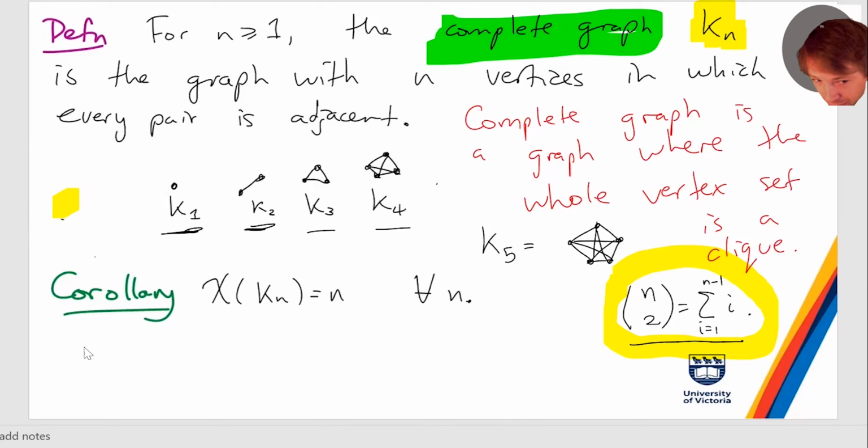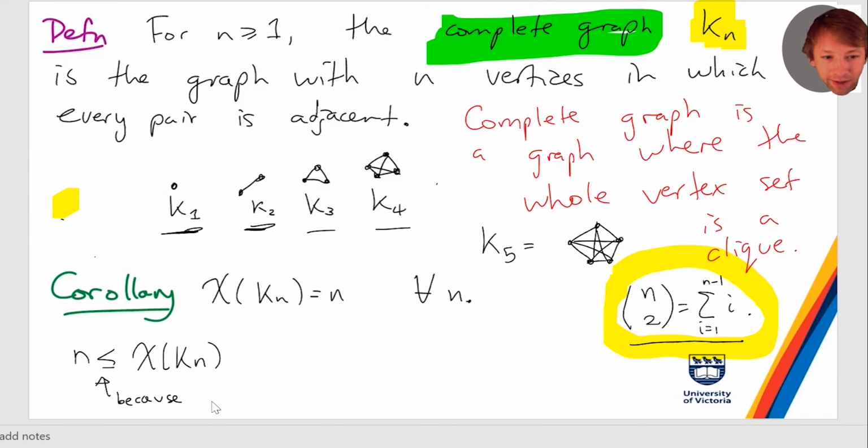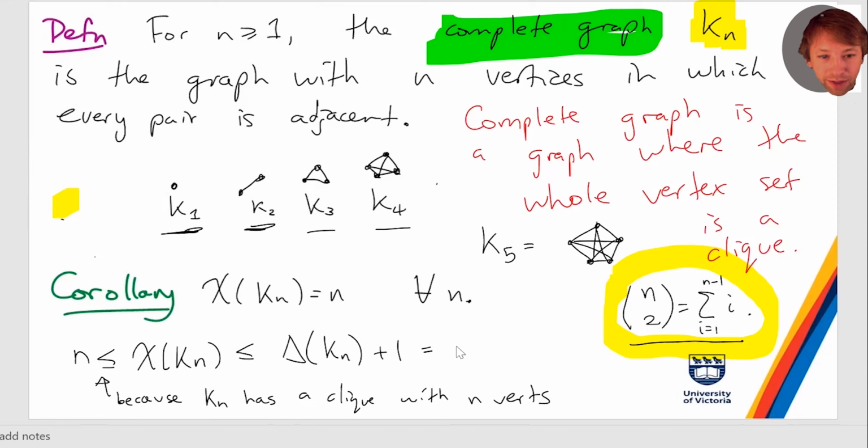But also, you could say it's at least n because Kn has a clique with n vertices. And if I wanted to apply the proposition, it's at most delta of Kn plus 1, which is also n, because every vertex in Kn has degree n minus 1, so the maximum degree is n minus 1. So the chromatic number is equal to n.